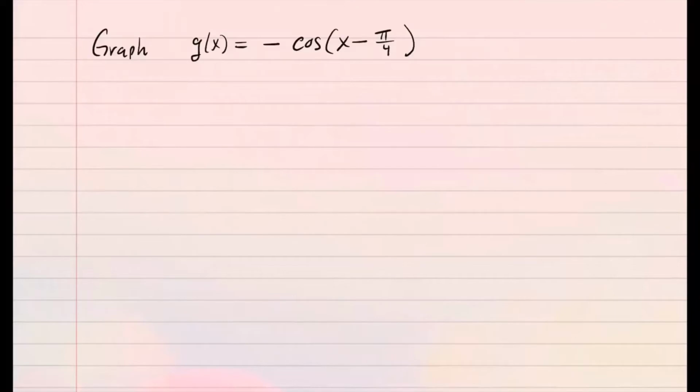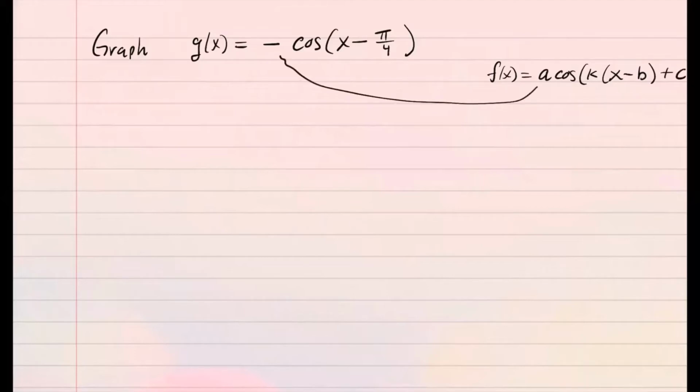Now let's go ahead and graph this one. So if you were to match this up with our standard form, some function is equal to a times cosine of some k times x minus some b plus a c. So we know amplitude is this number in front of cosine. Since it's negative, you take the absolute value of it. So the amplitude is going to be the absolute value of -1, which is 1. So the height is going to be 1.